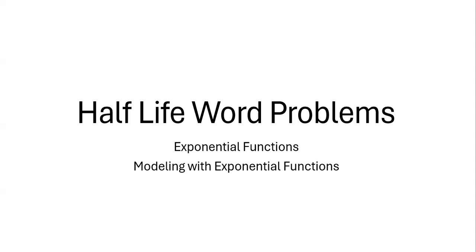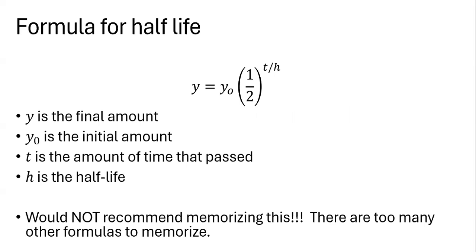Okay, so let's begin. Here's the general formula. I'll just explain it first. Y equals y0 times half to the t over h, where y is the final amount of the substance, y0 is the initial amount. Half, because half-life is halving, so this is why it's half here. t is the amount of time that passed.